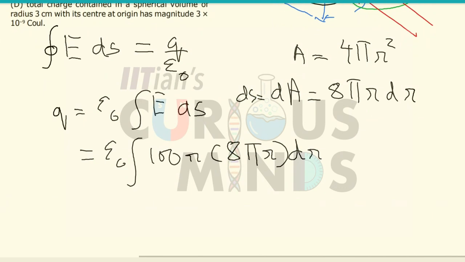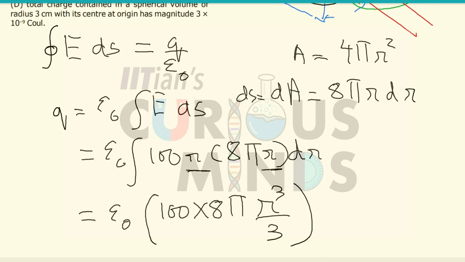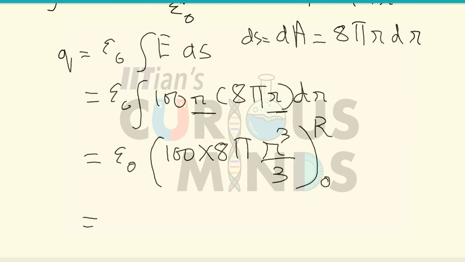I will integrate this: epsilon naught times 100 times 8 pi, which is constant, times the integral of r squared, which is r cubed divided by 3, with limits from 0 to r. Now let us substitute the values. It will be equal to epsilon naught.